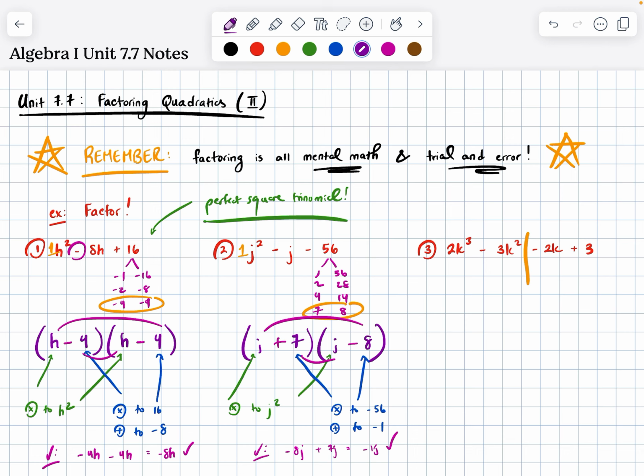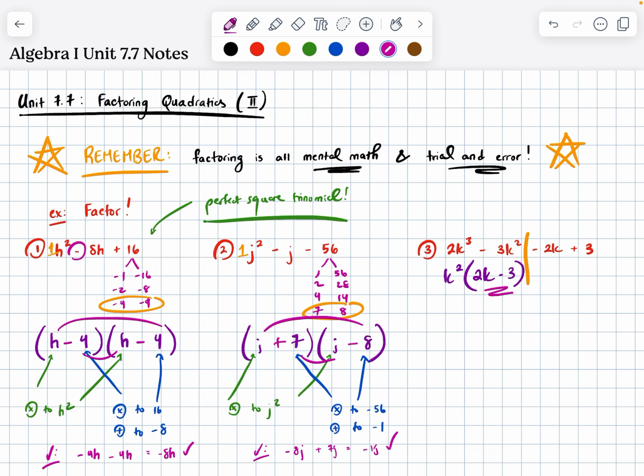For 2k cubed minus 3k squared, 2 and 3 have nothing in common, but k cubed and k squared, using my strategy of taking the smallest exponent that I see, the GCF should be k squared. Let me give myself some parentheses. What do I need inside of them to get back to 2k cubed? Well, k squared, I need to multiply by 2 to get the 2. To get from k squared to k cubed, I need to add in a copy of k. Now to get from k squared to negative 3k squared, well, that's just k squared times negative 3.